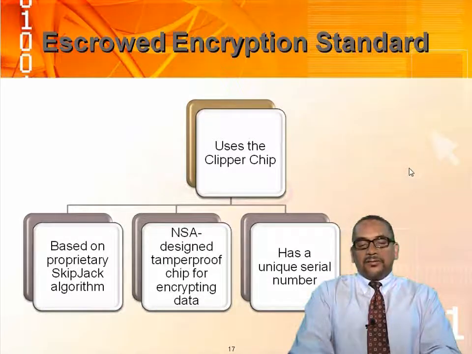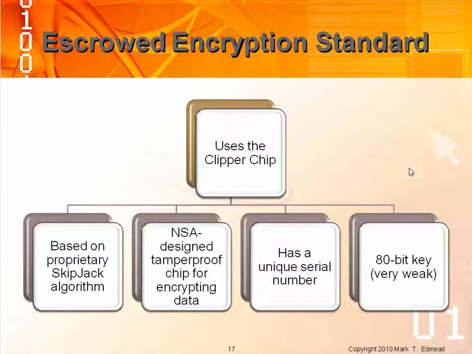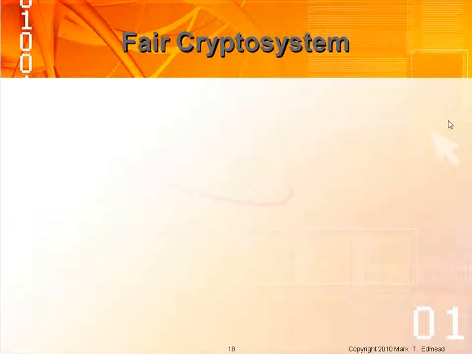Now, you would have to get a court order for them to use it, but the challenge is that a lot of people did not want to provide the NSA or the government with their keys because, again, it's Big Brother watching. And it also uses Skipjack, which is actually a very weak algorithm, so it's really not very secure. So again, for the CISSP, you have to know about the Escrowed Encryption Standard that uses the Clipper chip.